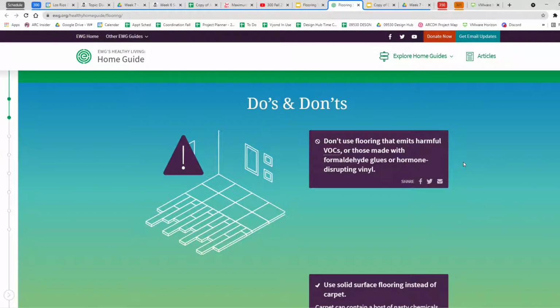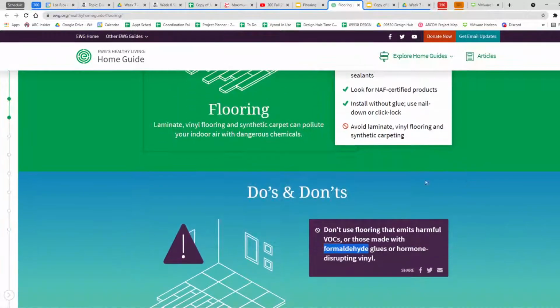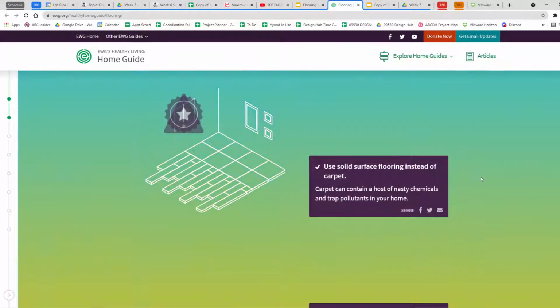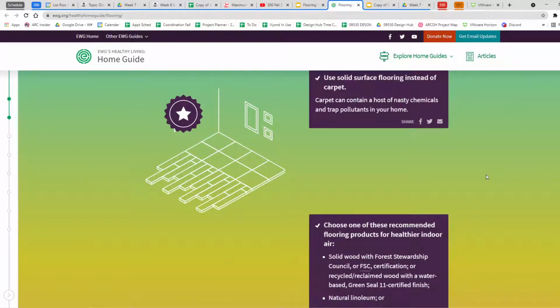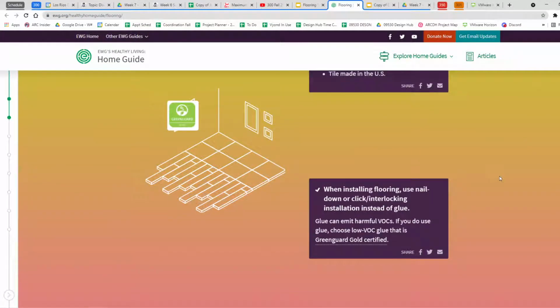Do's and don'ts. Avoid VOCs. Okay, made with formaldehyde. Laminates made with formaldehyde. Vinyl flooring made with formaldehyde. Synthetic carpeting made with formaldehyde. So you can see, this is pretty cool. These are great design principles. They all cost more and function usually less. But that's the whole idea behind good, solid design standards.